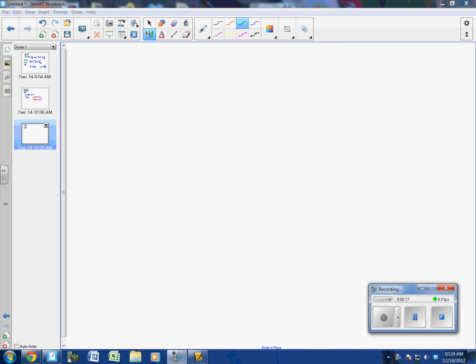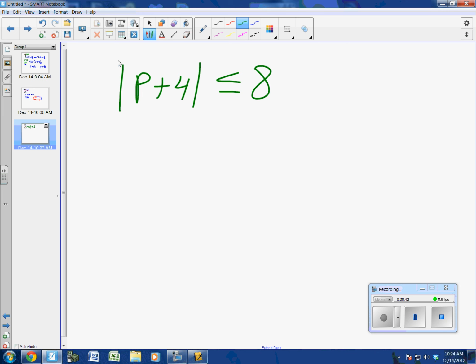We're going to learn how to solve absolute value inequalities. Now this is going to be a combination of the absolute value equations we learned how to solve and the compound inequalities we learned how to solve the last 2 days. So we're going to do the absolute value of p plus 4 is less than or equal to 8. Now I want you guys to think about this.